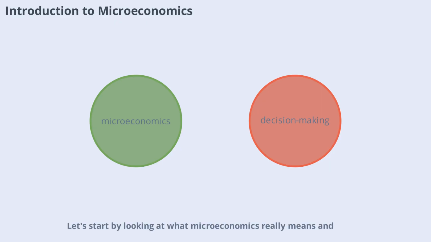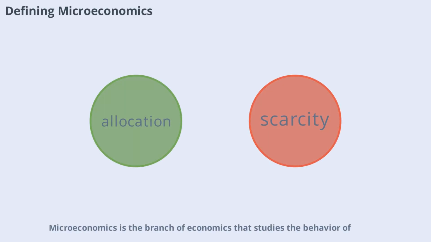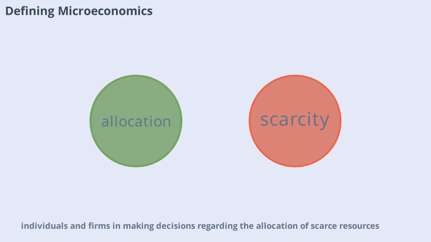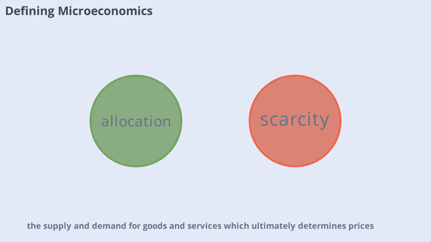Let's start by looking at what microeconomics really means and why it's so important in understanding the world around us. Microeconomics is the branch of economics that studies the behavior of individuals and firms in making decisions regarding the allocation of scarce resources. It examines how these decisions and behaviors affect the supply and demand for goods and services, which ultimately determines prices. Unlike macroeconomics, which looks at the economy as a whole, microeconomics zooms in on the smaller units that make up the economic system. This focus helps us understand the motivations behind consumer choices and business strategies.